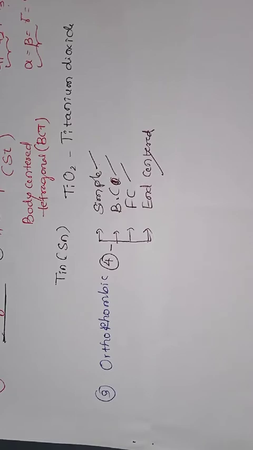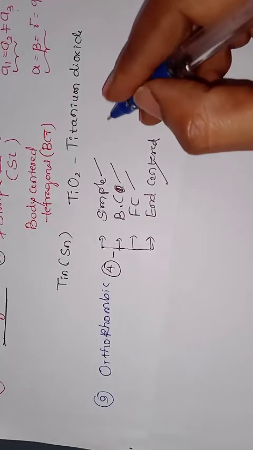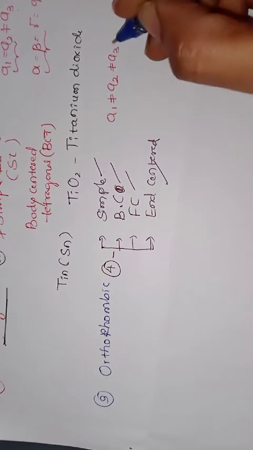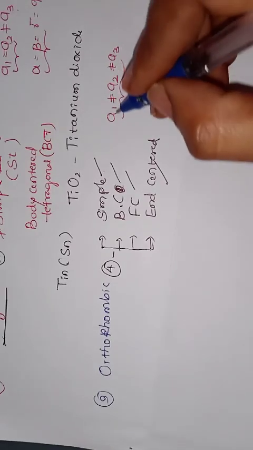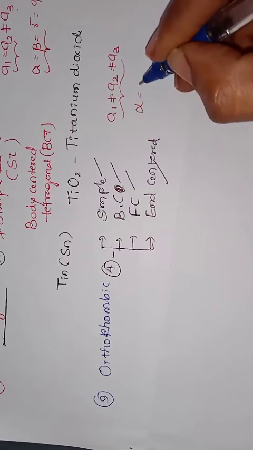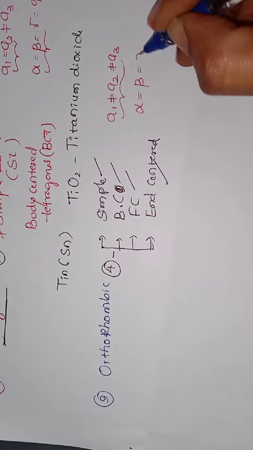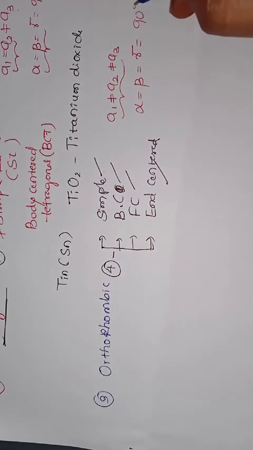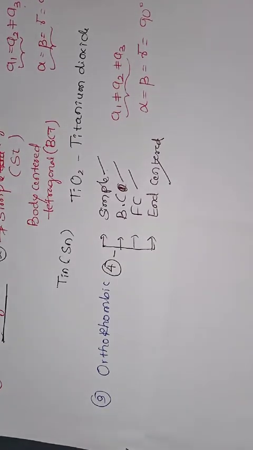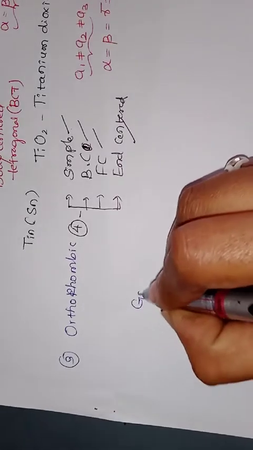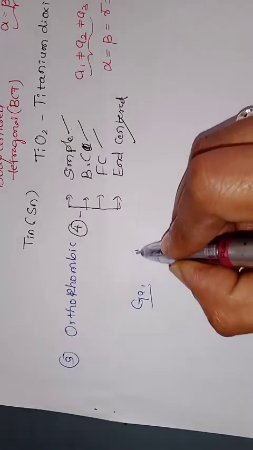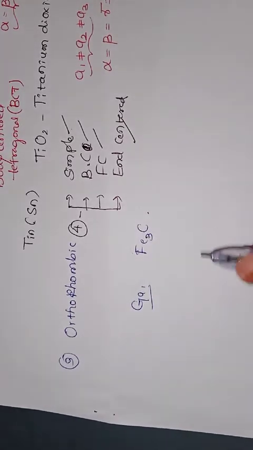Then what about this lattice parameter? Lattice parameters A1 is not equal to A2 is not equal to A3, means these 3 vectors do not have the same length. Okay, then what about the angle? Alpha equal to beta equal to gamma, which is equal to 90 degree. Then the examples for this are cementite and gallium, cementite being Fe3C.